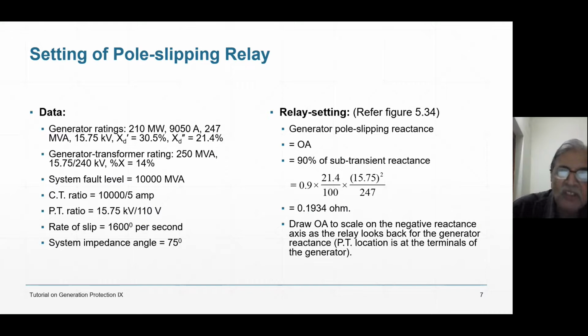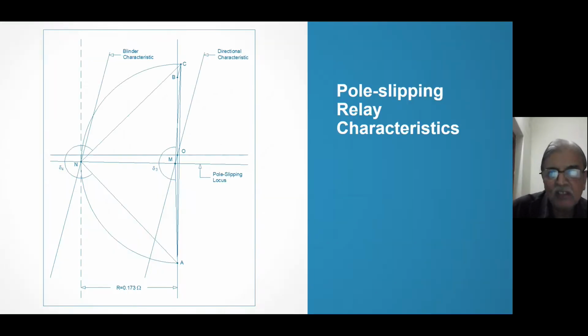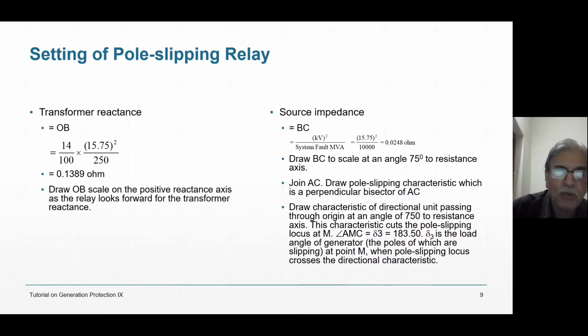So that is how you can protect against pole slipping. I am protecting my generator. I am disconnecting it from the bus. If the fault is still there, some other generator will also trip. Like that, many generators will trip.